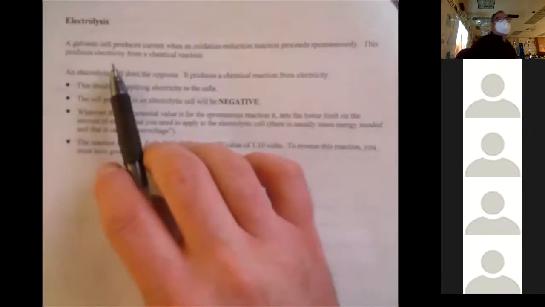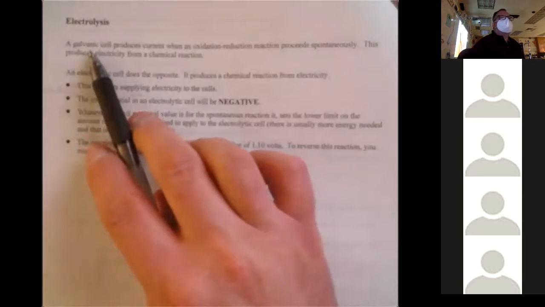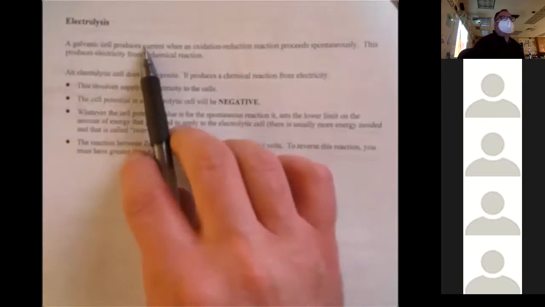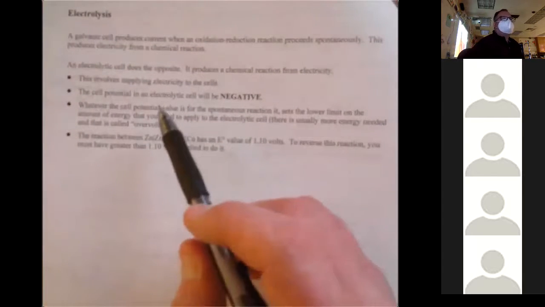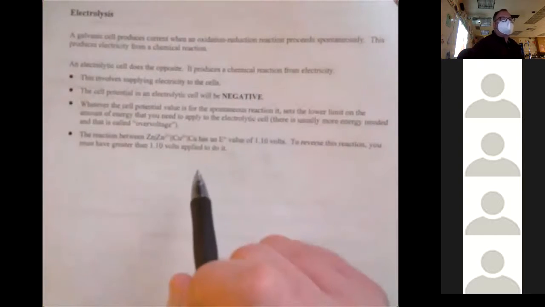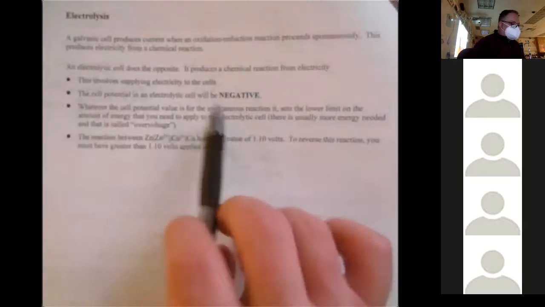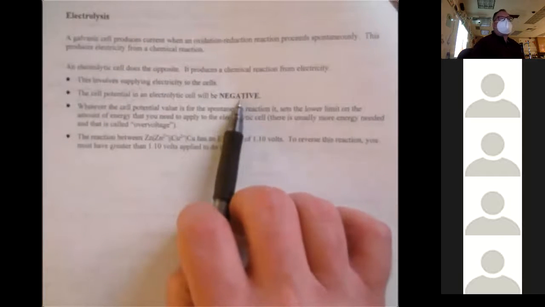So that electrolytic cell is basically the opposite of the galvanic cell. The galvanic cell produces current because it's spontaneous. The electrolytic cell requires energy because it's non-spontaneous. So the cell potential in an electrolytic cell is negative.